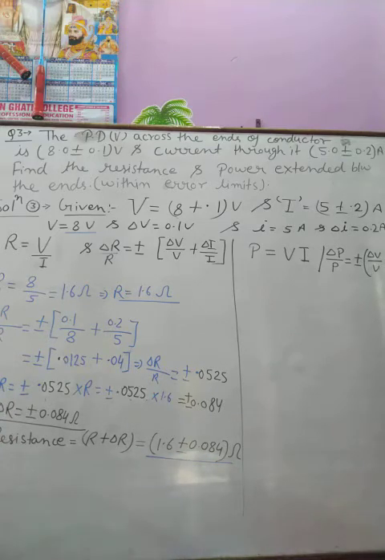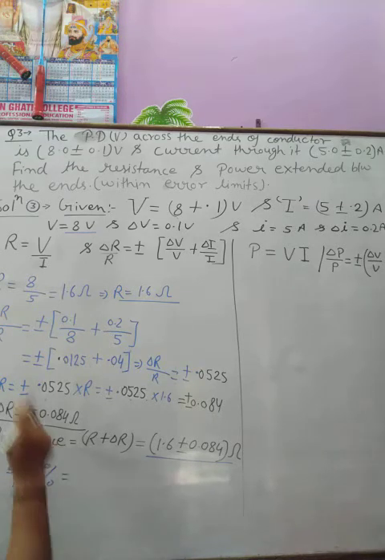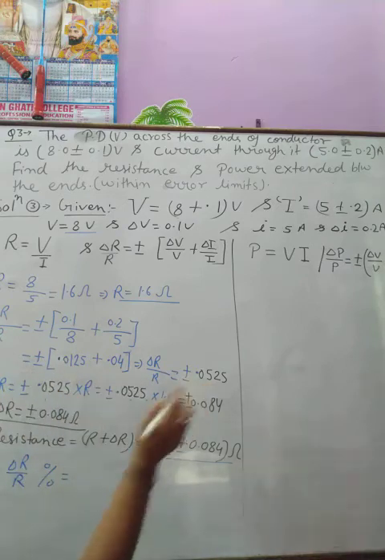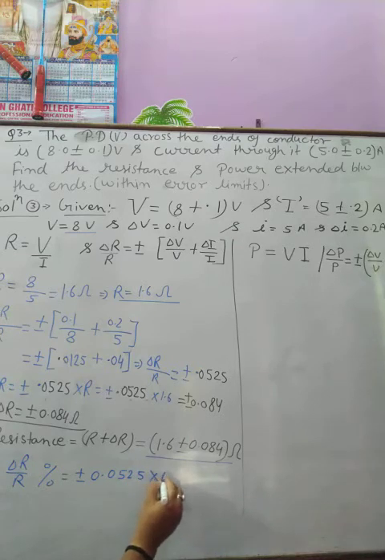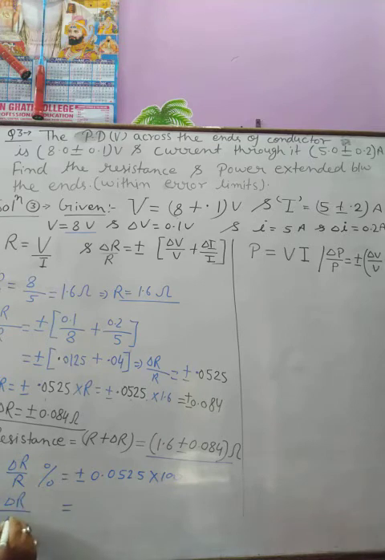Next we have to calculate the percentage error, that is percentage error in R. This result we have is plus minus 0.0525 into 100. So we get the result by this calculation: percentage error in resistance is plus minus 5.25%. This is the calculation of resistance.